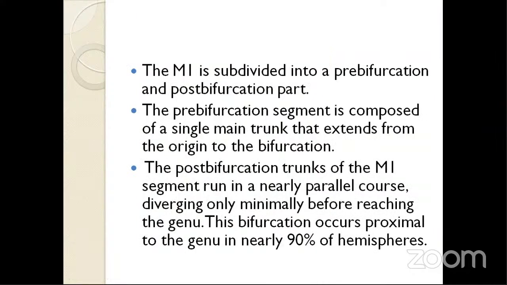So the M1 is subdivided into a pre-bifurcation and post-bifurcation part. The pre-bifurcation segment is composed of a single main trunk, and it extends from the origin of the M1 segment, that is after division of ICA, till the bifurcation of M1 segment. The post-bifurcation trunks of M1 segment run in parallel course, and they diverge only minimally before reaching the genu. This bifurcation occurs proximal to the genu in almost 90% of the hemispheres.